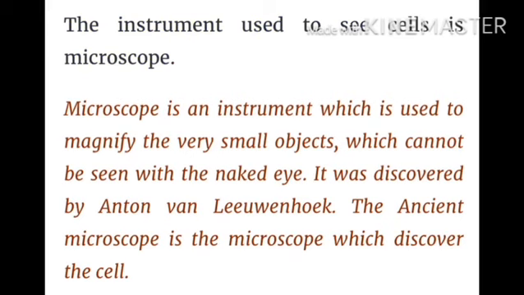The instrument used to see cells is the microscope. What is a microscope? A microscope is an instrument which is used to magnify small objects which cannot be seen with the naked eye. It was discovered by Anton van Leeuwenhoek. The ancient microscope is the microscope which discovered the cell.